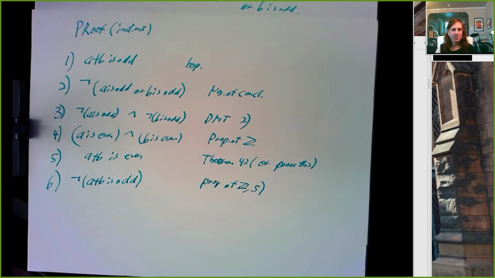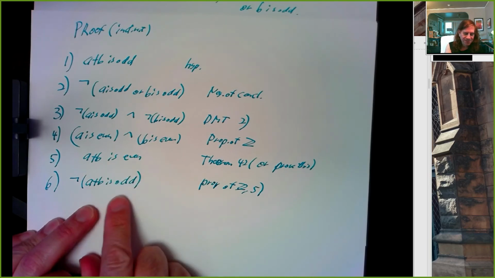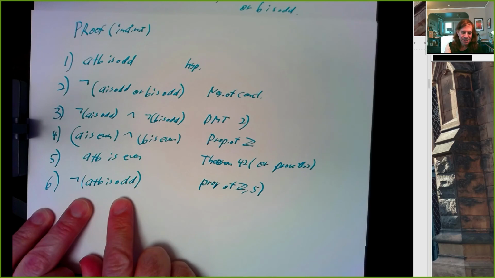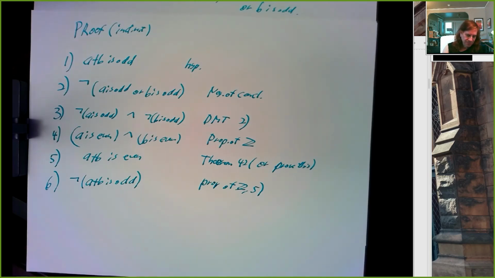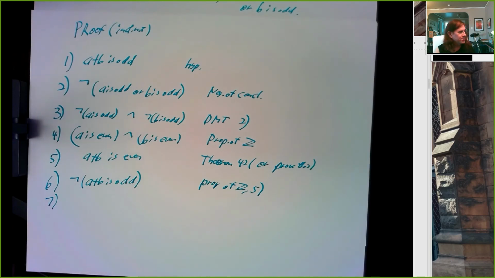It doesn't hurt to put in this step 6, but it's getting kind of pedantic about it. Since we've shown a plus b is even, we know that a plus b is not odd. In other words, we've negated the fact that a plus b is odd. And now we've done a beautiful job of what we can do in step 7.